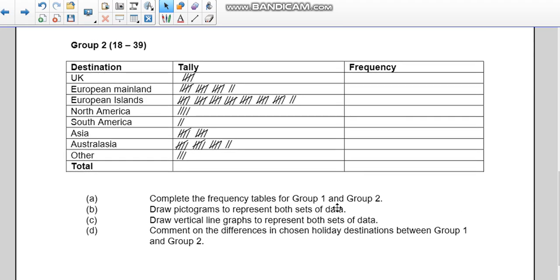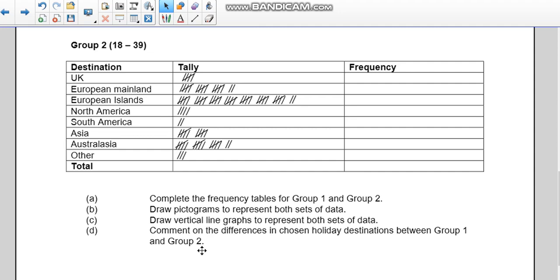So we've already talked about completing the frequency. Then you need to draw a pictogram for both sets of data. So that's 2 pictograms to draw, one for this set of data, one for the other set of data. And then you need to draw vertical line graphs to represent both sets of data, one for this table, one for the other table. And then you need to comment on the differences in chosen holiday destinations between group 1 and group 2. Okay, so see if you can spot the differences.